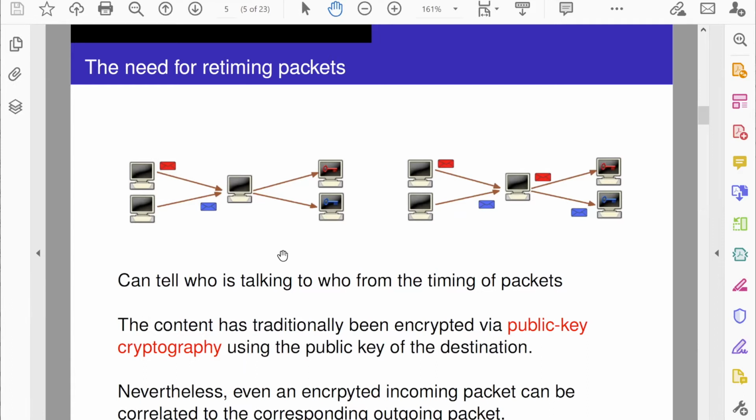Now, of course, the content is typically encrypted, but nevertheless, even encrypted content looks like a bit string of some sort. So you can correlate the incoming bit string to the outgoing bit string and figure out which incoming one corresponds to which outgoing one. This emphasizes the need for retiming packets if you want to provide anonymity. And that's roughly what happens in Chaum mixing.